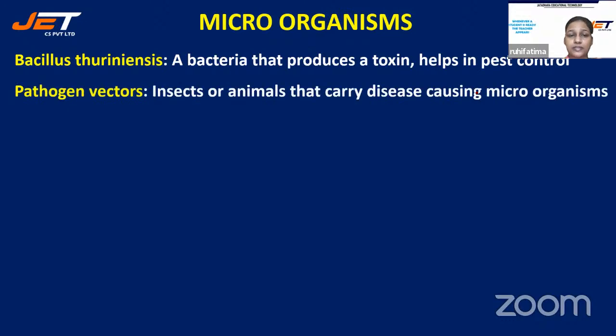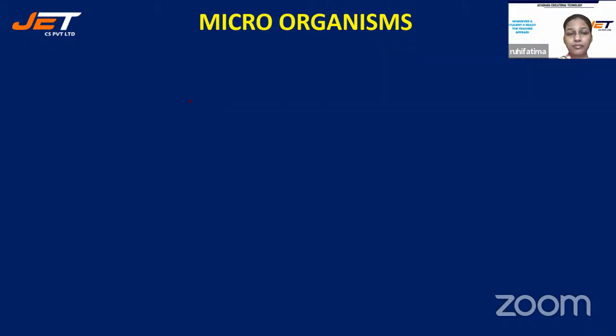Name is Bacillus thuringiensis. Pathogen vector. What is the meaning of this pathogen vector? It means insects or animals that carry disease causing microorganisms. A very good example of this is the mosquito. Right? Mosquito, it carries the infection, or you can say microorganisms. When it bites, then the microorganism enters your body and causes diseases. So mosquito is the example of a pathogen vector. Similarly, housefly.